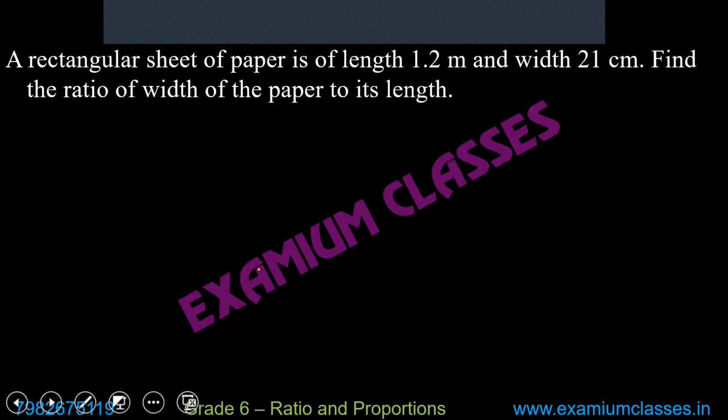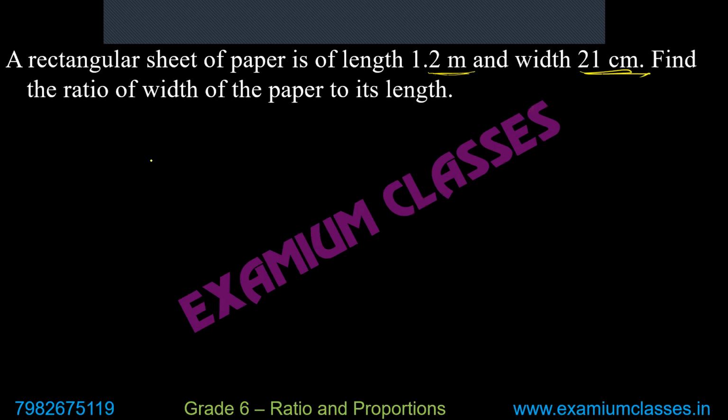The first question is, a rectangular sheet of paper is of length 1.2 meter and width 21 centimeter. Find the ratio of width of the paper to its length. The point to be noted here is that both the figures are not in same units. So when you calculate the ratio, then you need to first make the units same.